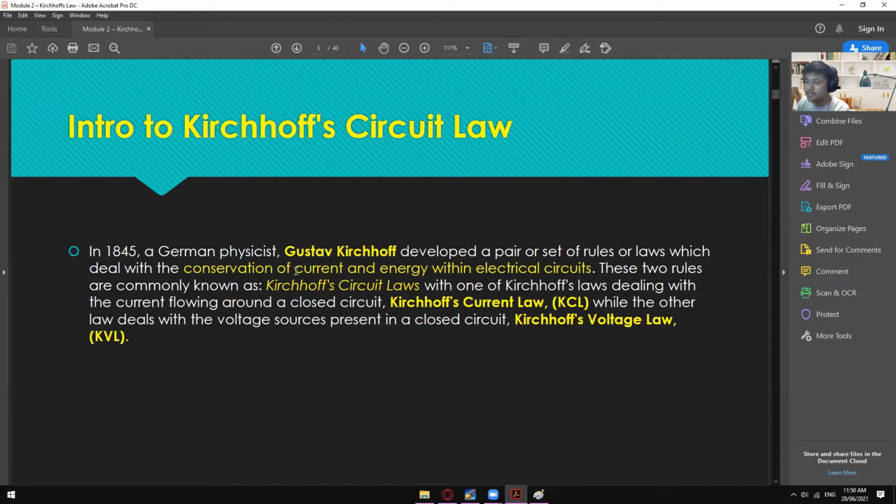Second one is the man who found out or developed this law. His name is Gustav Kirchhoff, a German physicist. He was able to develop this way back in 1845. Okay, and this law is divided into two. We have the KCL and the KVL. KCL is for Kirchhoff's current law, and KVL is for voltage law.